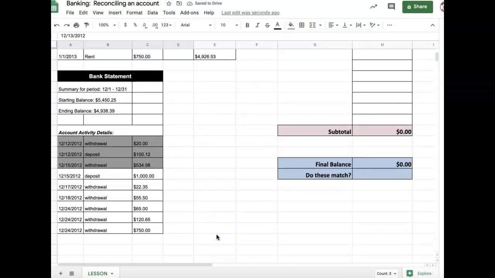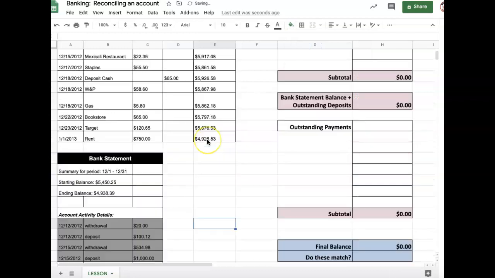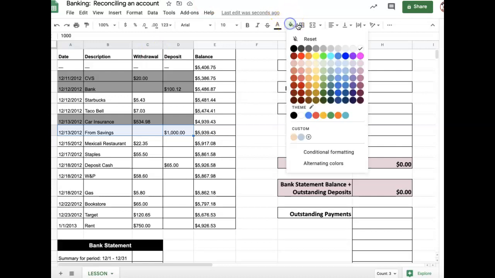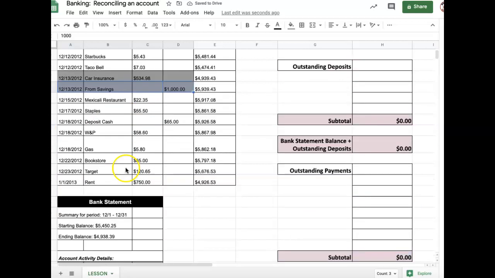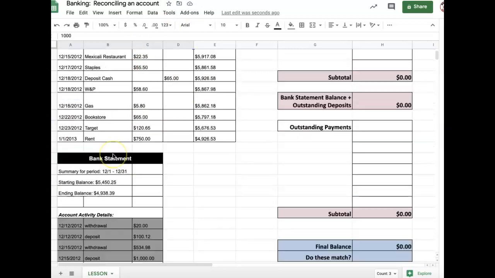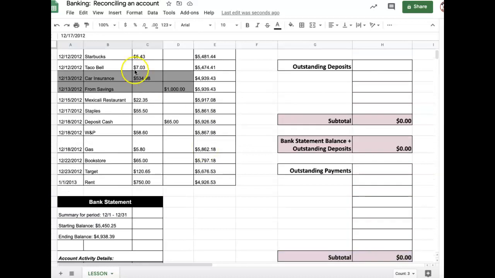Then there was a deposit for $1,000. Let's find that. There it is, a deposit for $1,000. So we're just playing a matching game. Find everything on the bank statement and see which ones of those you know about already up here. Moving on. $22.35 for a withdrawal. There it is. You bought food at Mexicali.